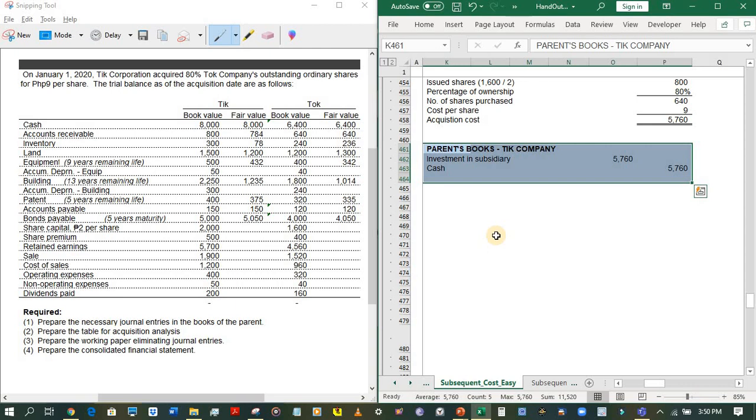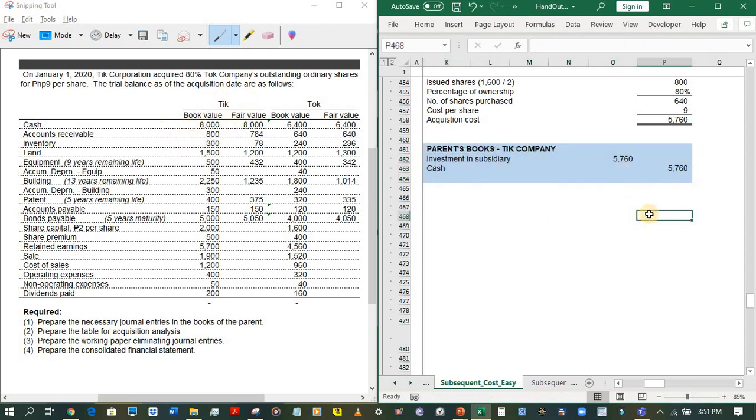After this journal entry, when we prepare the trial balance for TIC Company, the post-combination trial balance of TIC Corporation shall include an investment in subsidiary for 5,760, and the cash of TIC Company, which has a pre-combination balance of 8,000, shall be reduced by 5,760. And that will be the post-combination trial balance for TIC Company.